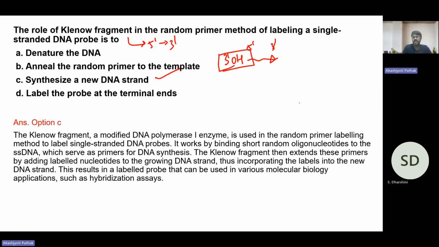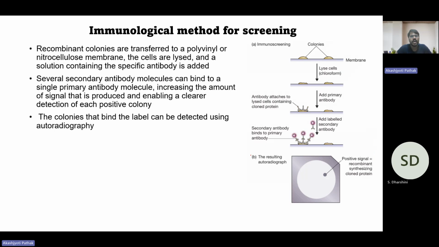You can go through this description as well. By binding short random oligonucleotides to single stranded DNA. Now there can be an immunological method for screening as well. So one was the use of this probe, isn't it? Using this, one is the hybridization method. In the hybridization method, you were using single stranded DNA probes for binding to your DNA of interest. Now, another method is the immunological method.